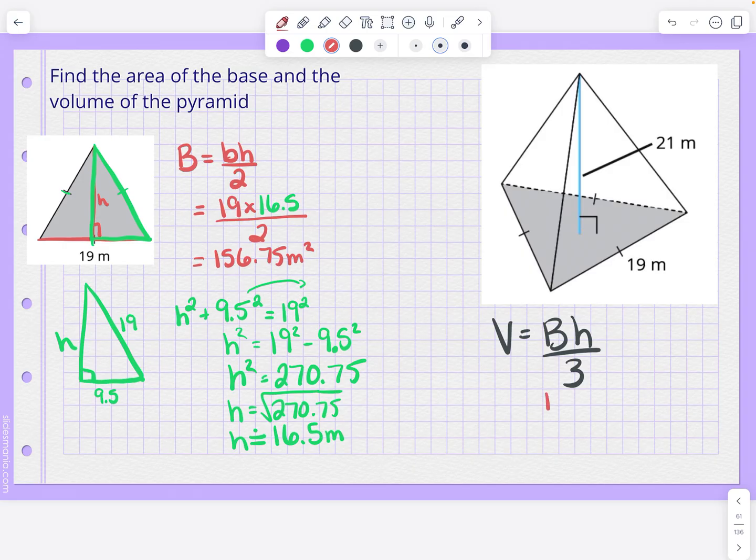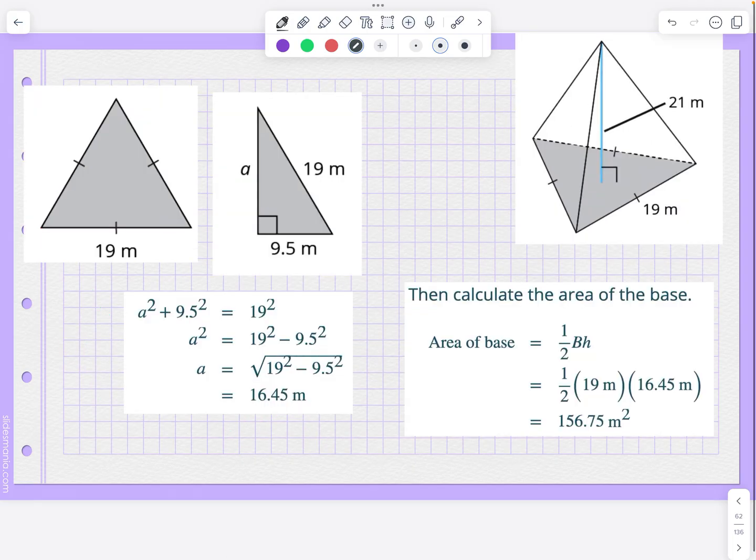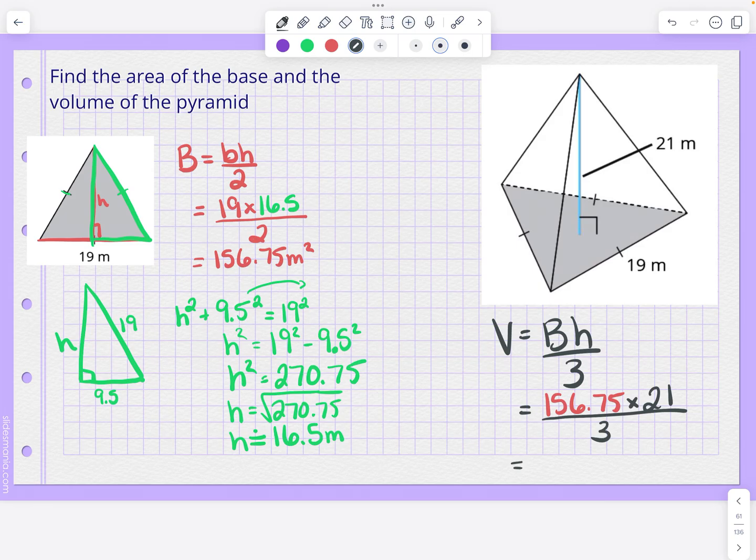And that, if I want to find the volume, is the area of the base. The height, I'm not looking at the 16.5, right? I'm not looking at that. That's the height of that triangle. Here, I'm looking at the height of the pyramid, which is 21. And when you type that into your calculator, you get 1,097.25 cubic meters.